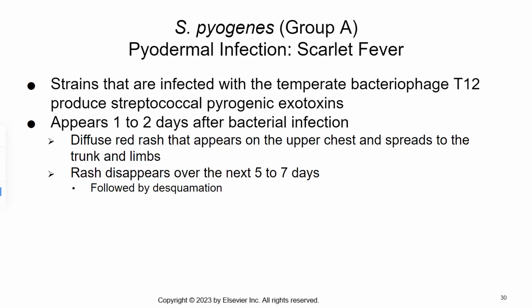Scarlet fever. Strains that are infected with the temperate bacteriophage T12 produce streptococcal pyrogenic exotoxins. It appears a couple days after bacterial infection. Diffuse red rash that appears in the upper chest and spreads to the trunk and limbs. The rash disappears over the next 5 to 7 days, followed by desquamation, so sloughing off of the external layer of the skin.